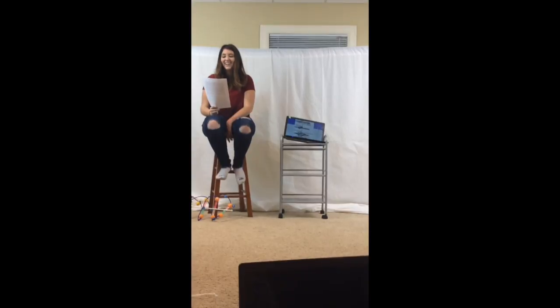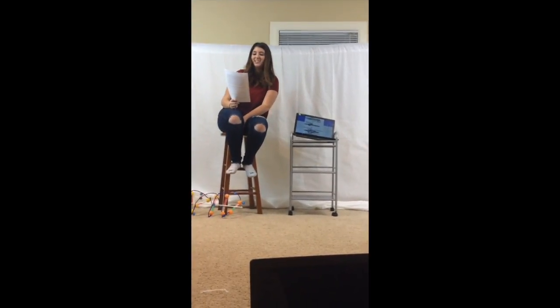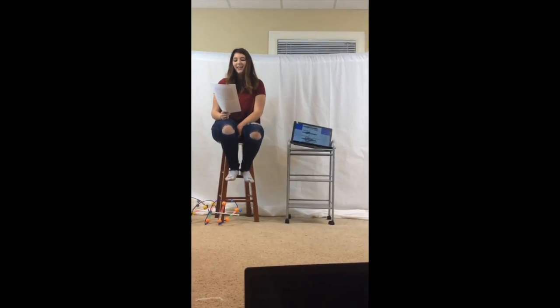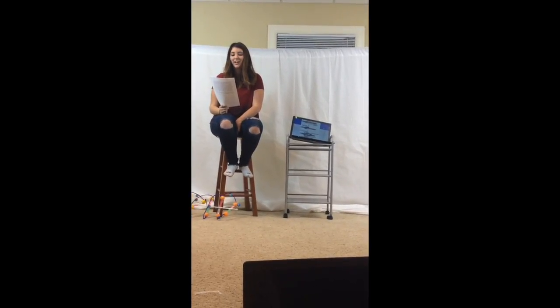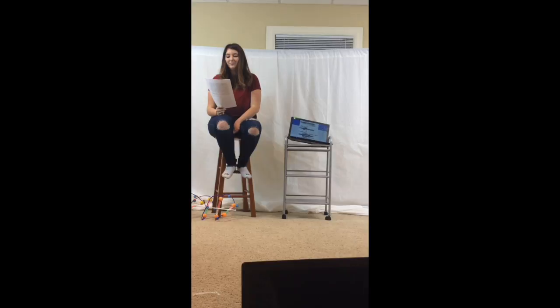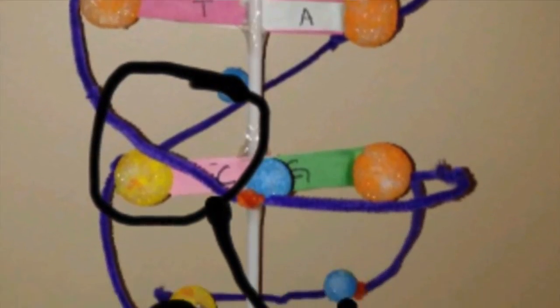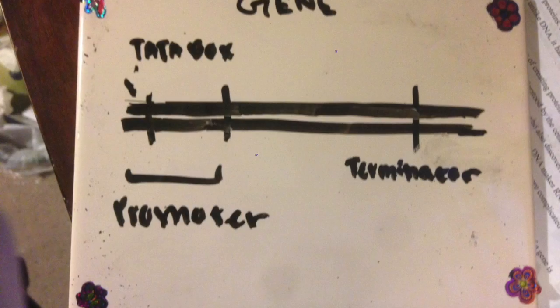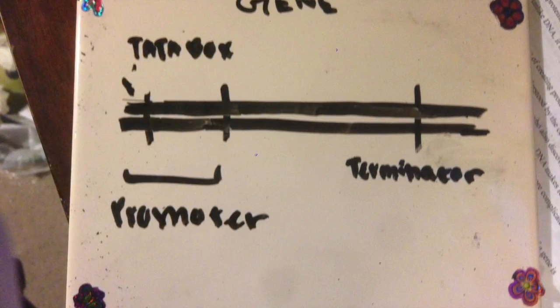The first stage in transcription is initiation, which involves the binding of RNA polymerase and transcription factors to a region of DNA called the promoter. To understand the promoter, one must first understand the concept of a gene. Genes are segments of DNA that contain the code for an RNA molecule. These segments begin with a promoter and end with a terminator.